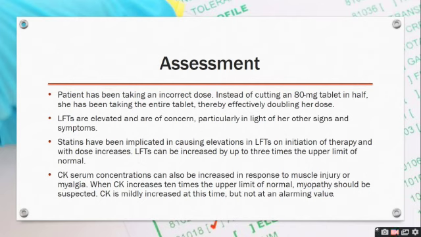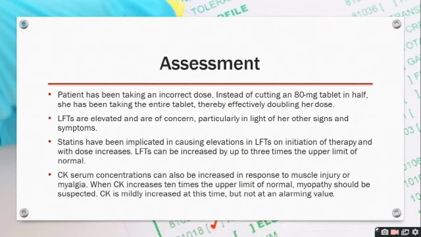We have discovered that the patient is taking the incorrect dose, meaning she has to cut the tablet to 40 milligram, but she is taking the whole 80 milligram tablet of atorvastatin. Atorvastatin is a statin, and what is the property of statins? Statins can cause severe liver disease because they can badly affect the liver, and the patient is taking a double dose, so it increases the AST and ALT levels.